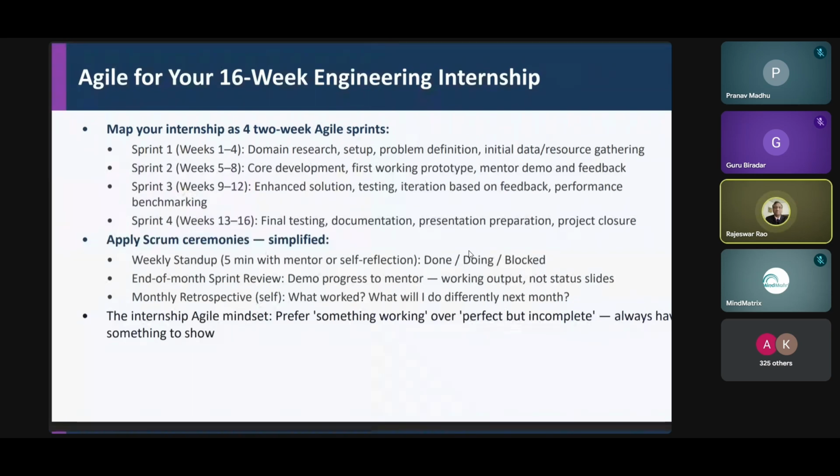So this is how I have broken down your agile into multiple weeks. Use this as a framework, but build upon it. Build upon it and make it a part of your day-to-day life during your internship.